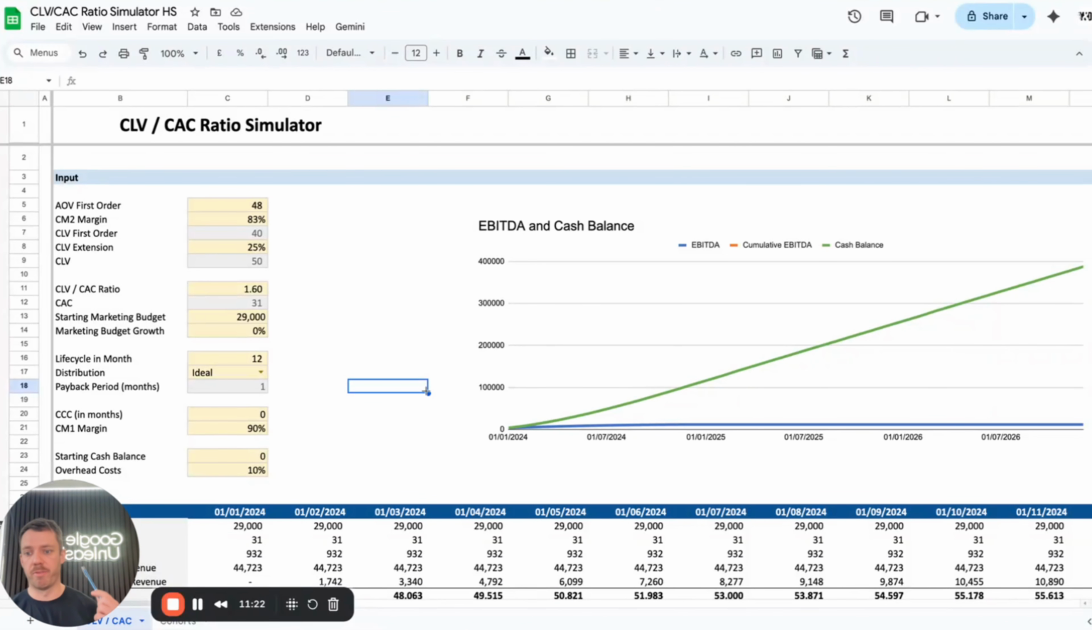Again, in this example, 48 was the average order value, 83% is the CM2 margin. That leaves us with a CM2 first order of 40 euros. And on average, people spend about a quarter more over their lifetime with this customer, with this business. And that turns out to be a customer lifetime value over this business's existence of 50 euros.